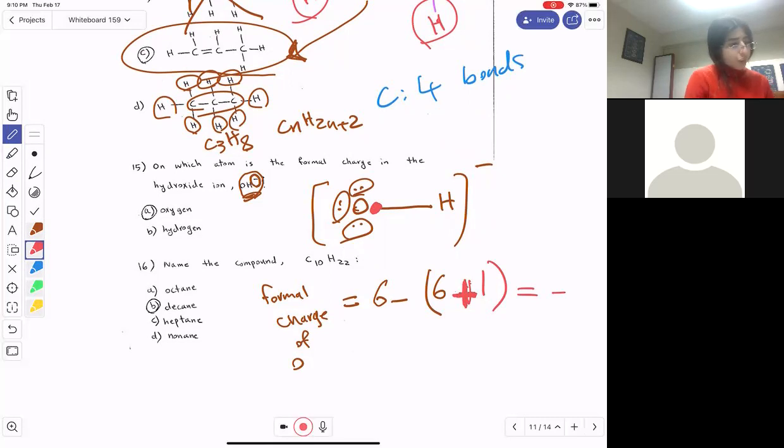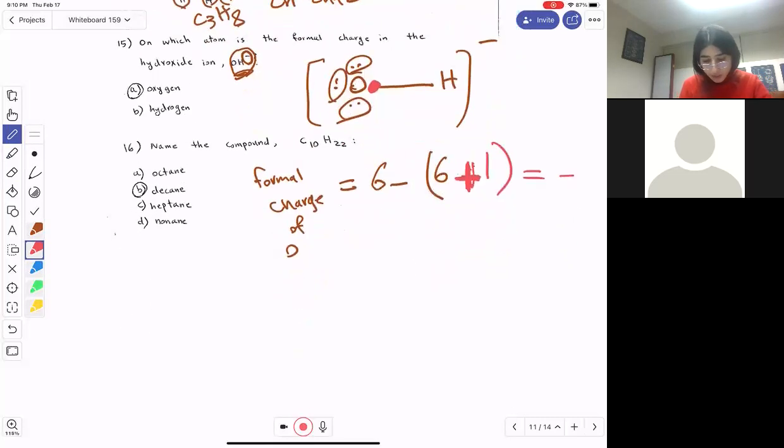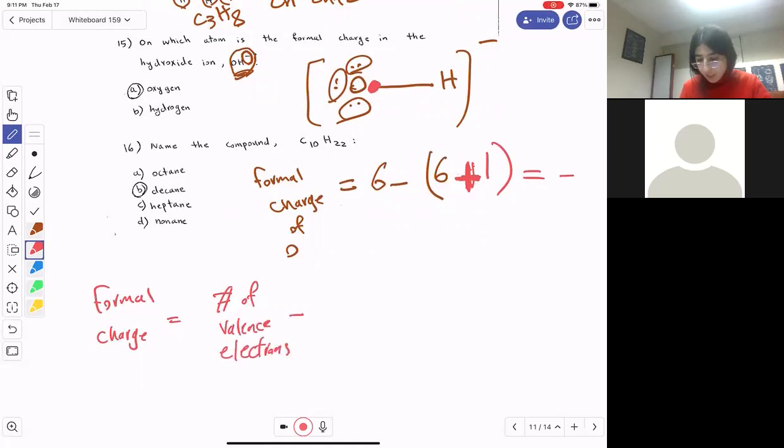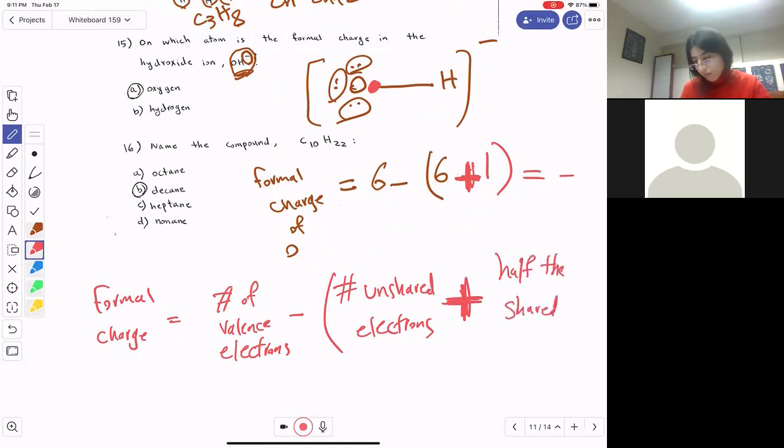There's the formal charge. Okay, you see that as we said, formal charge equals the number of valence electrons in the neutral atom, minus the number of unshared electrons, basically the dots that we put, plus half the shared electrons. Okay, so this would be -1.